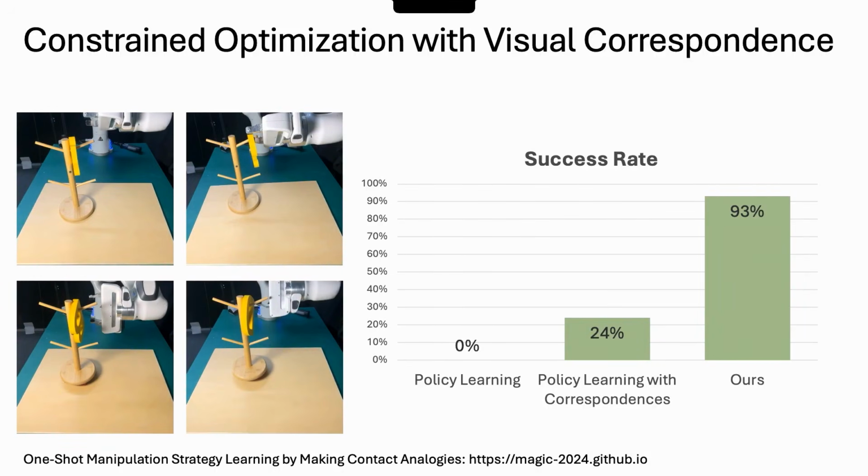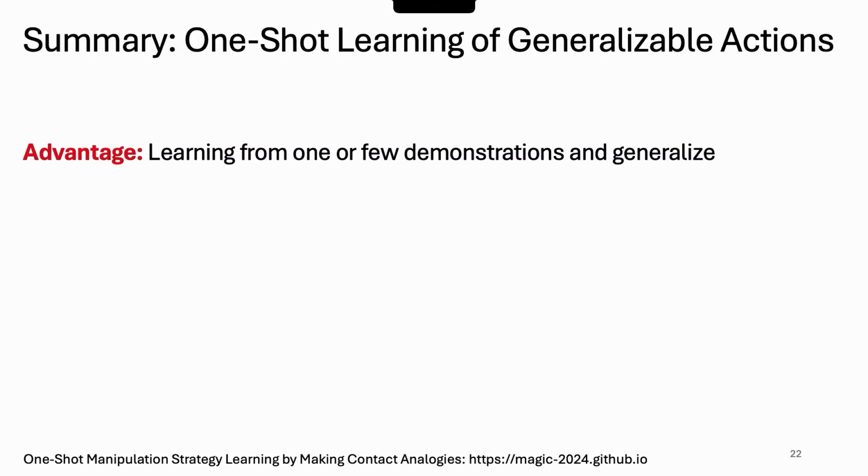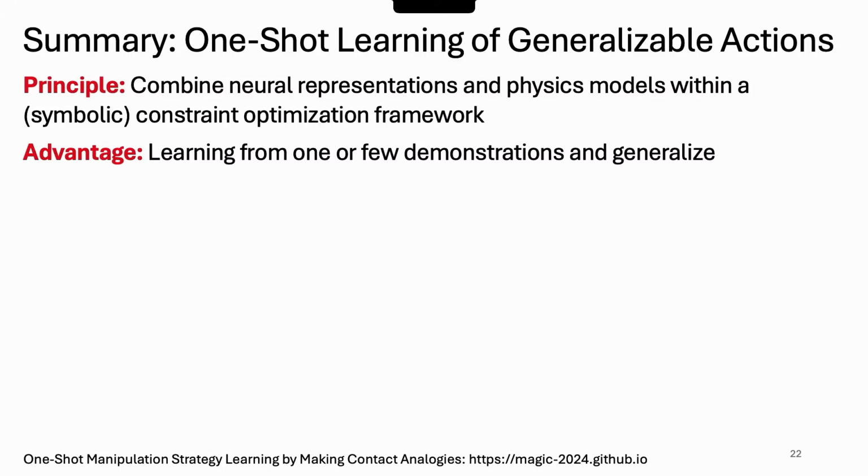So to quickly summarize, we have been talking about this idea of one-shot learning of generalizable actions, which is, we can learn from one or very few demonstrations and generalize to different kinds of objects in different kinds of situations. The principle here is we are combining neural representations to give us guidance about functional correspondence, and physical models to do the stability analysis, within this constraint optimization framework. By integrating them, we get the best of both worlds, which is both efficient and generalizable.